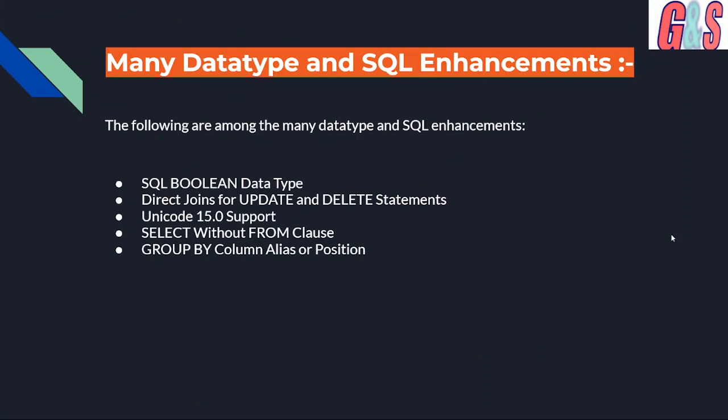So coming to the next feature, there are many data type and SQL enhancements. Among the many data type and SQL enhancements, there are SQL Boolean data type, direct join for update and delete statements, Unicode 15.0 support, select without FROM clause, and group by column alias or position. These are the new things that have been added, or enhancements added, to SQL and the other data types.